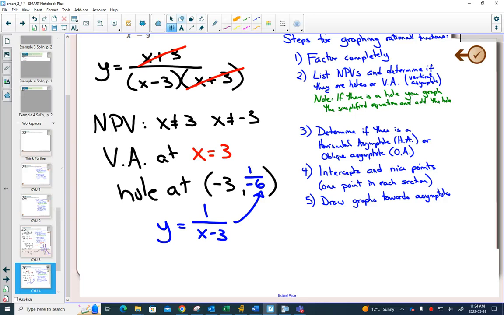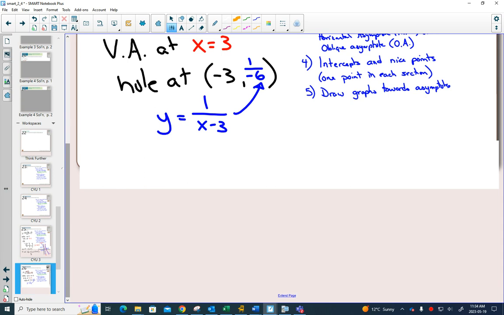And everything moving forward, horizontal asymptotes, intercepts, nice points, all go into this blue equation. So if I want to find out if I have a horizontal asymptote, which I do, I look at the blue equation. The degree is bigger in the denominator. Whenever your degree is bigger in the denominator, you have a horizontal asymptote at y equals 0.